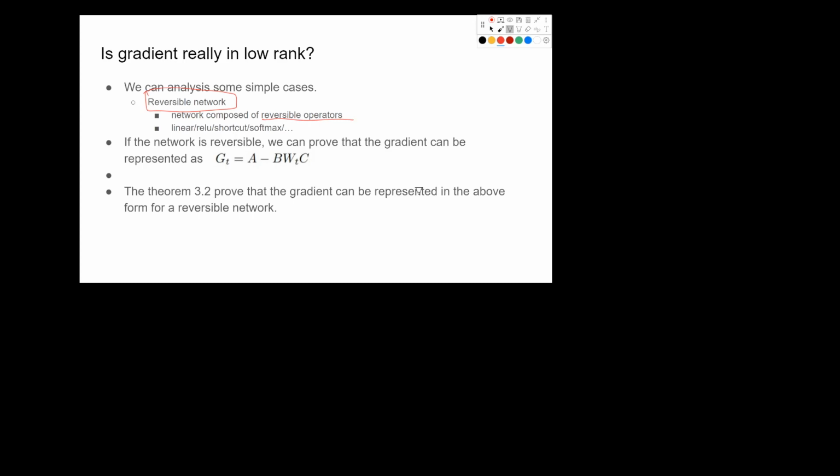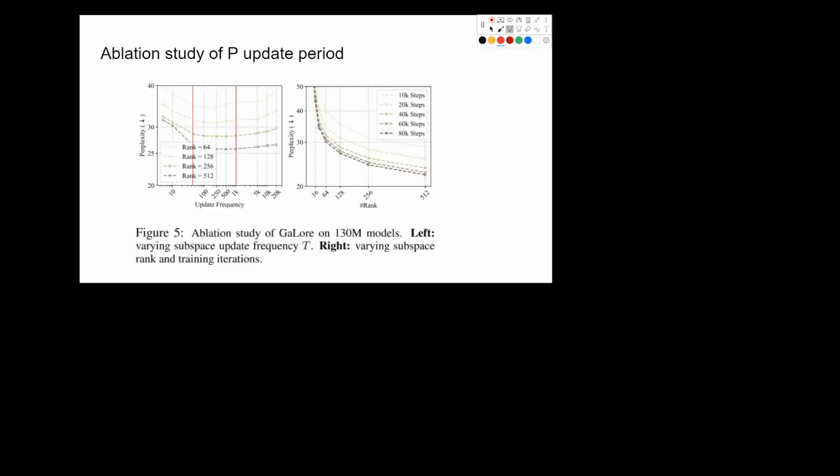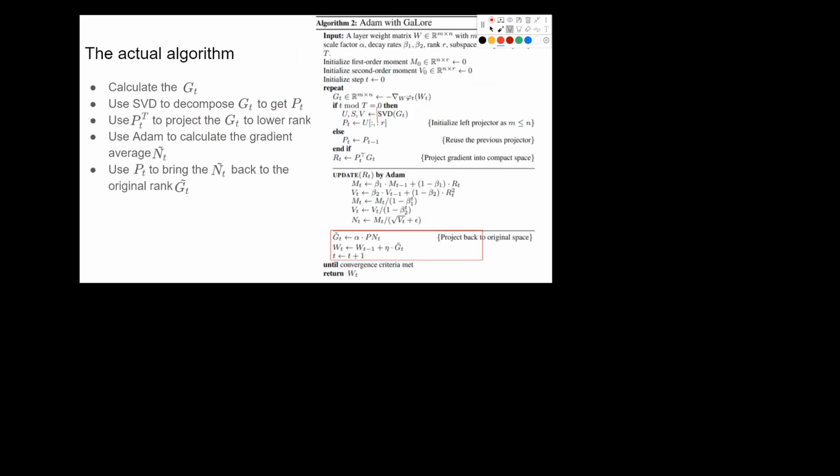So if the gradient of those networks is low rank, then other operators which are not reversible might be low rank as well. In the future we can do some experiments to check whether the gradient is really low rank or not. For example, in the algorithm here, when we do the SVD, we can know whether the gradient is low rank by checking the eigenvalues generated by the SVD.